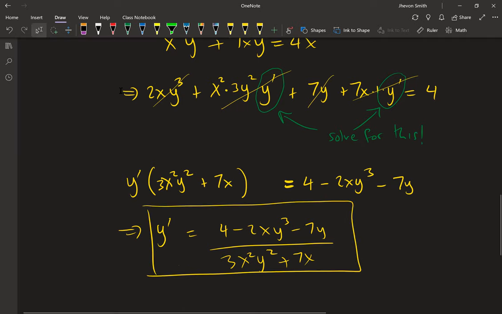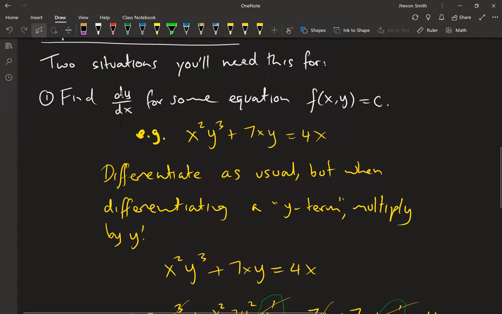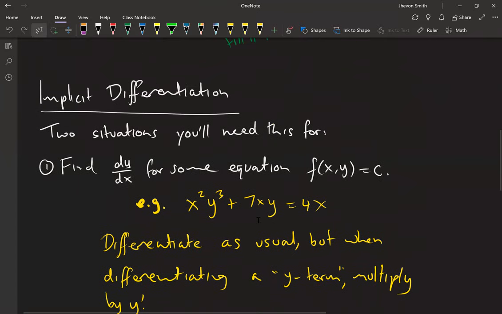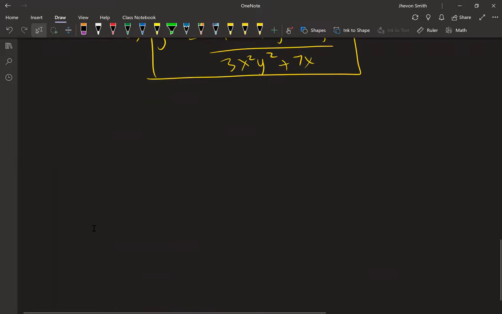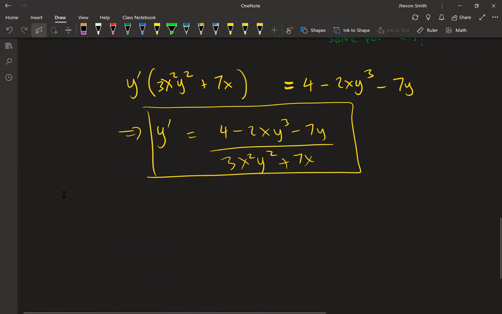So that's one situation in which you'll need to know implicit differentiation. So it's when your independent and dependent variables are mixed together in an equation, but you still want to find the derivative of the dependent variable. So that's one situation. The other situation would come from related rates.